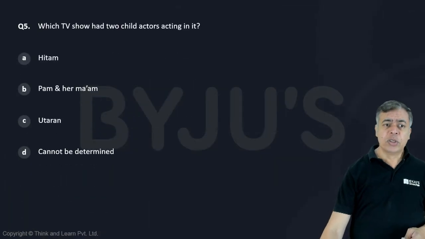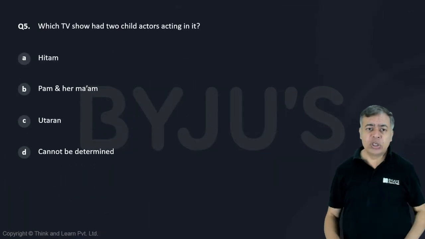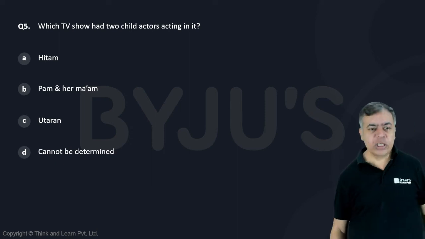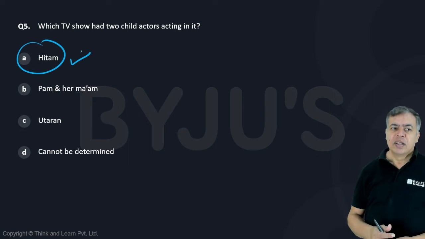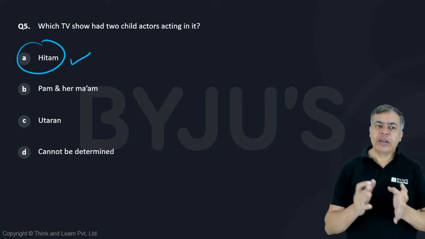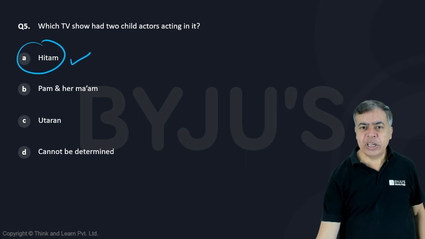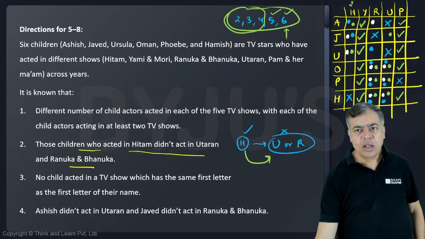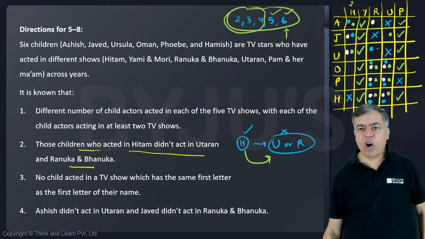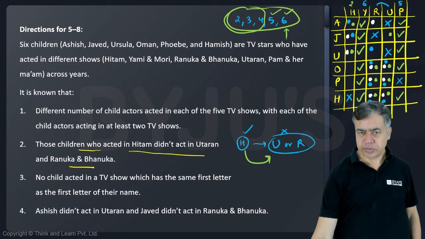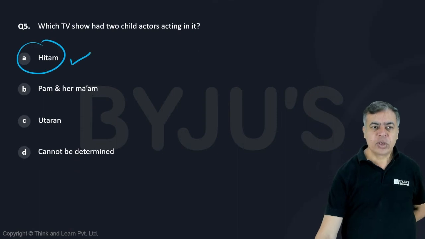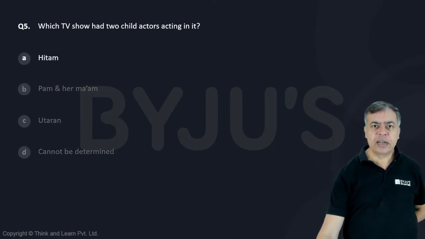So let's move to this. Which TV show had two child actors acting in it? Definitely this. We have H definitely 2, and R and U we have option. P definitely 5 and Y definitely 6. R and U 3 or 4. So yes, option A is the correct answer.